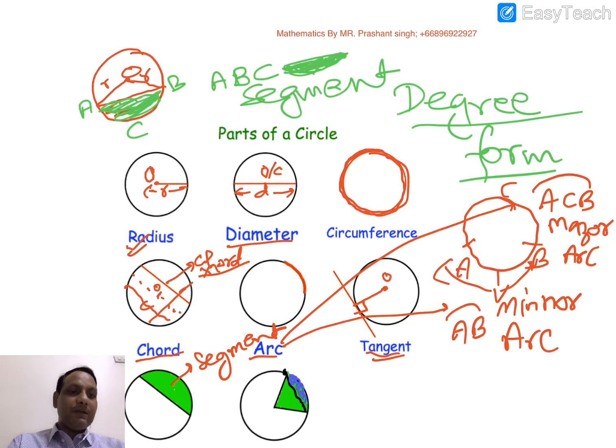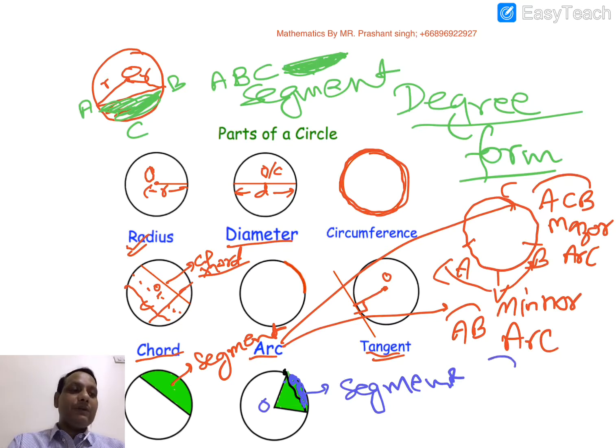So this is your segment. Through a segment, if you have a sector and from that sector you take out a triangle, you get your segment. All these things I will introduce soon, don't worry. Now, after segment, what is the sector?